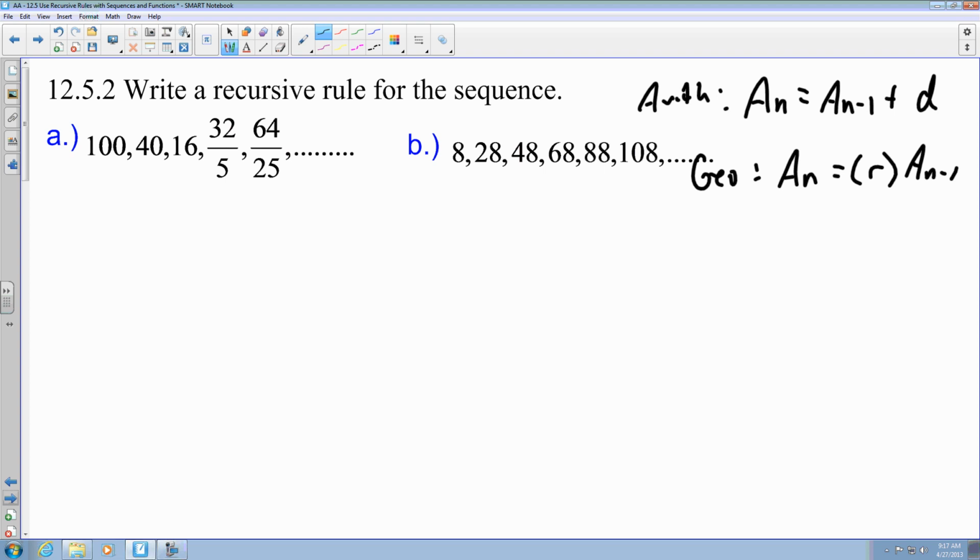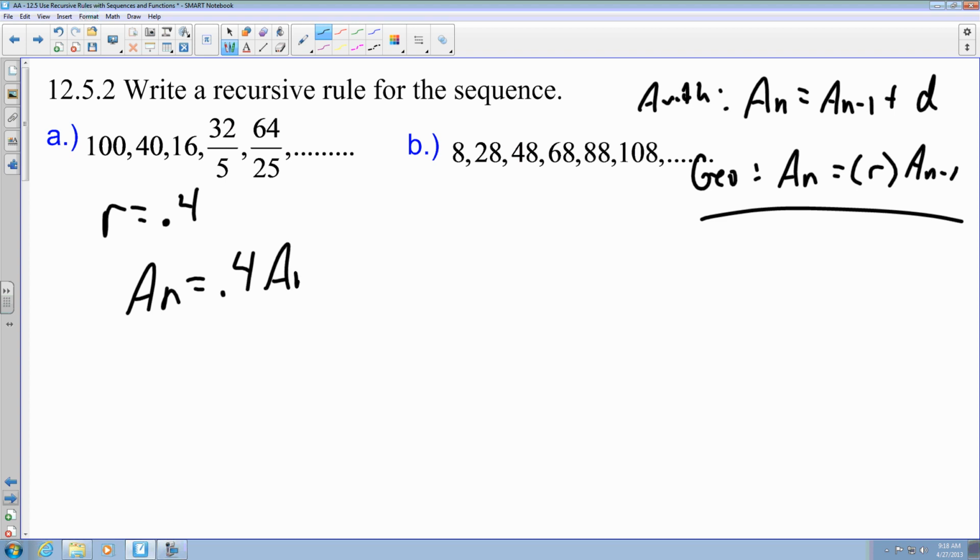I'm going to go out on a limb and say that it is geometric, and the common ratio here is going to be 0.4. So since I know that it's a geometric sequence, I can use the general equation that I was given here and write it as a sub n equals 0.4 times a sub n minus 1.